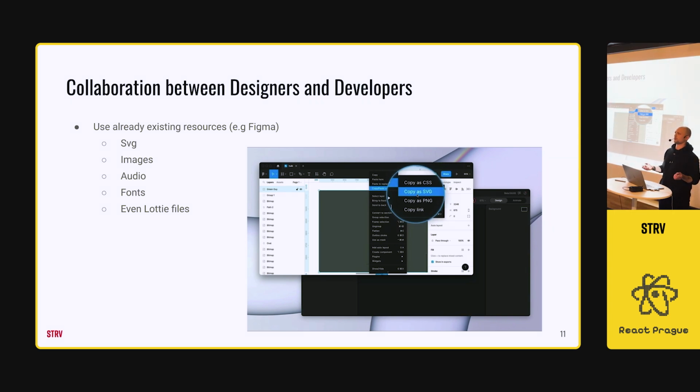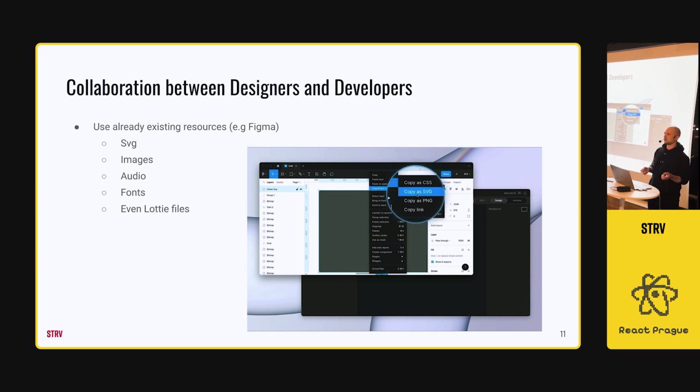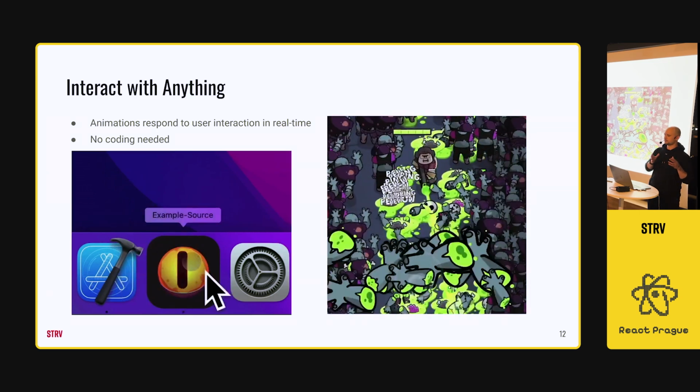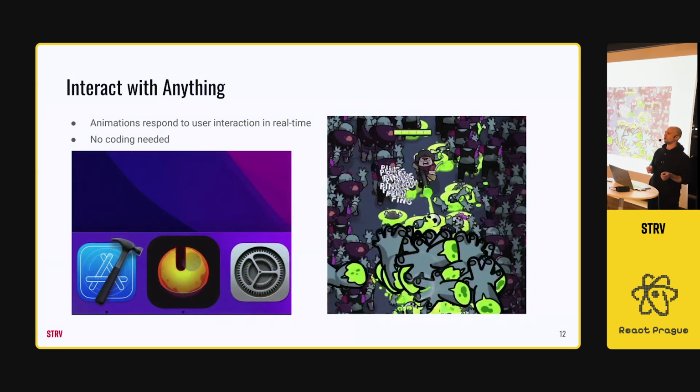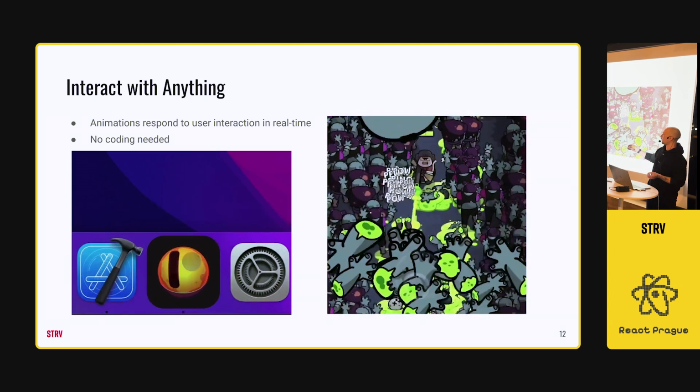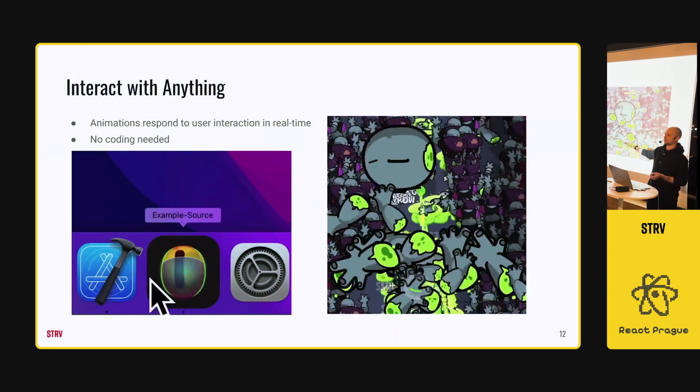Rive fosters collaboration between designers and developers. So if your designer is already using a tool like Figma, you can reuse all those designs with Rive. It supports types such as SVGs, images, audio, fonts, and even Lottie files. As mentioned before, with Rive, you can create interactive animations, and no coding is needed if you don't want to. In both examples, the animation reacts based on the user input.